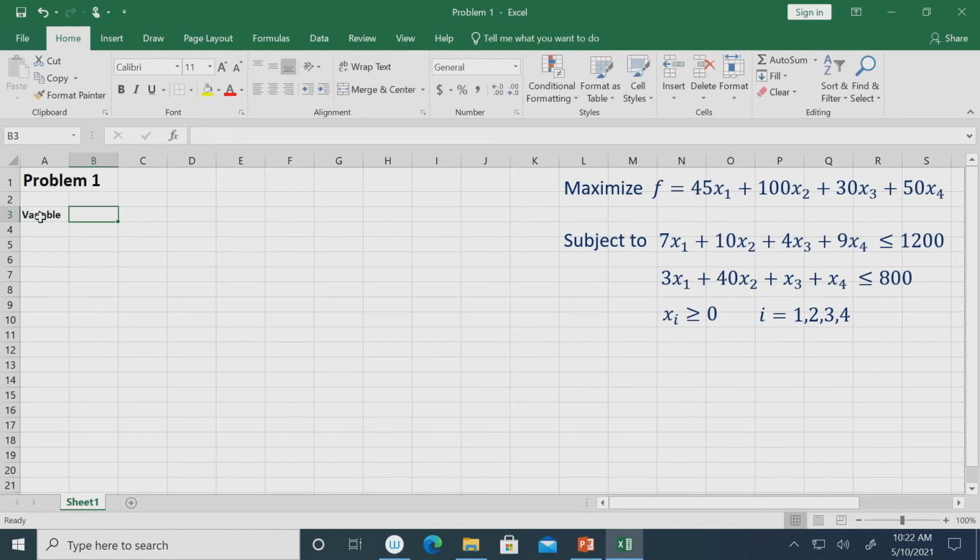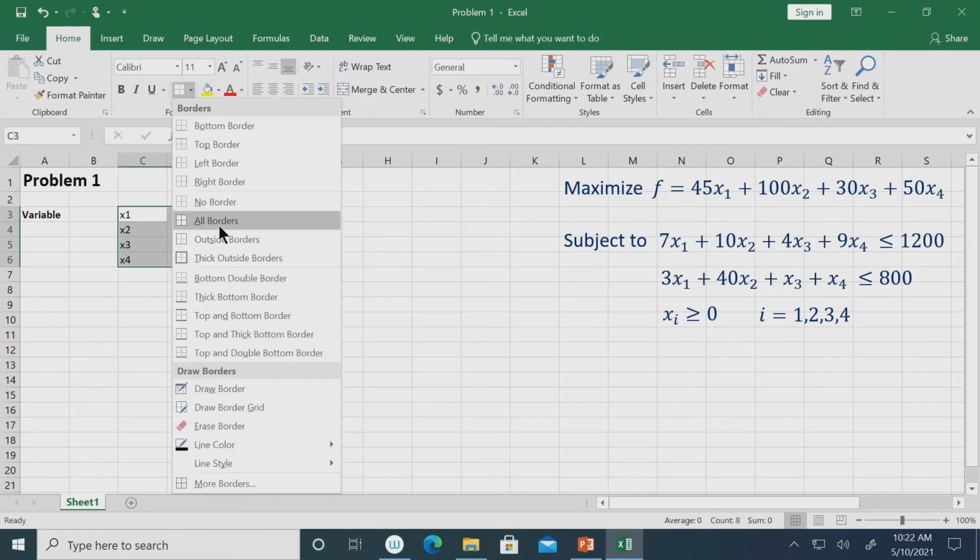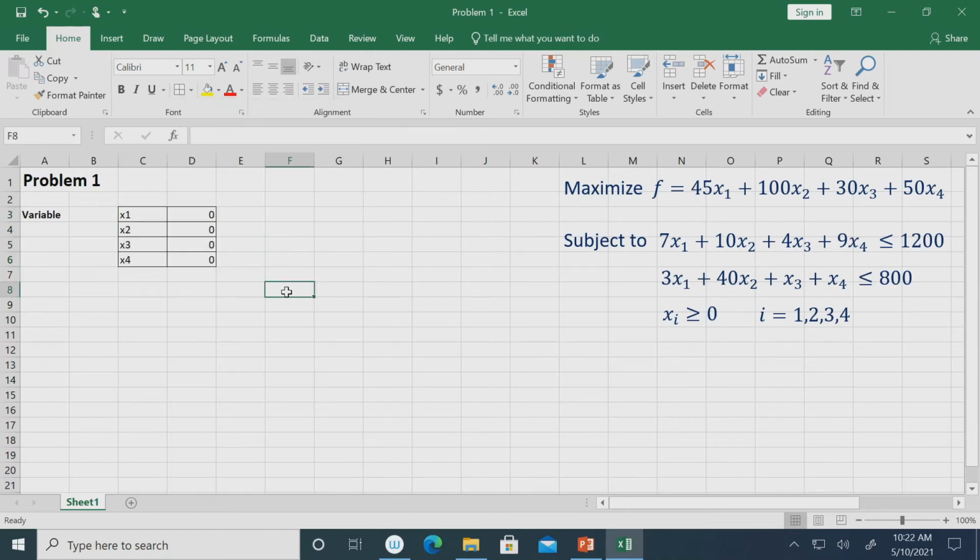So, we have 4 variables here, that is x1, x2, x3 and x4, and I am putting some initial value in these cells. So, that is 0, 0, 0, 0, all are 0. So, I have defined the variables here. Okay.